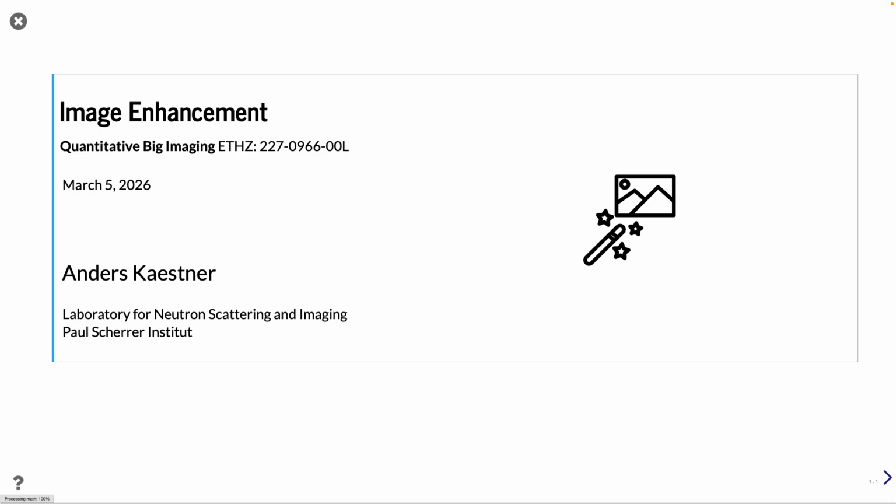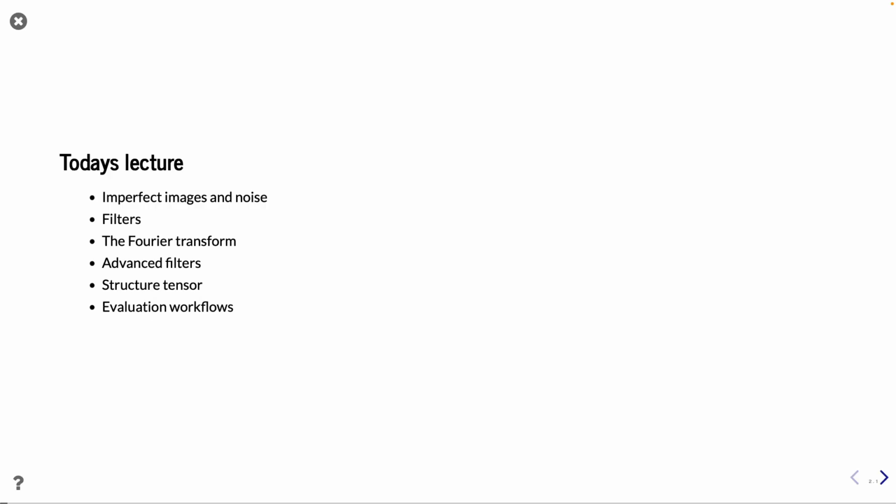Third lecture on quantitative big imaging, and today I'm going to talk about image enhancements. Now we're going into the topic of image processing, and unfortunately our images are not perfect, so we have noise and artifacts. I'm going to talk today about different filters, also going a little bit into the Fourier transform, looking into advanced filters, a little quantitative side using filters, the structure tensor, and then finally, to be able to trust what we have done, also evaluation workflows.